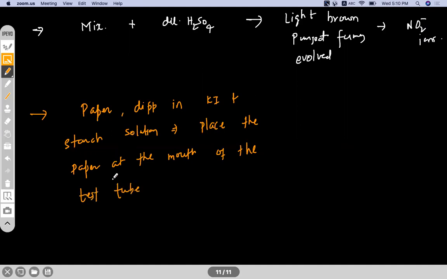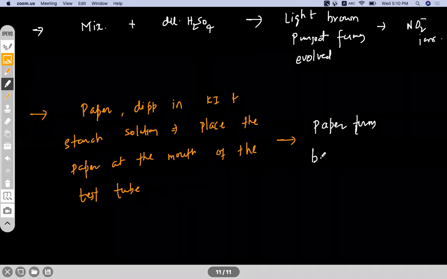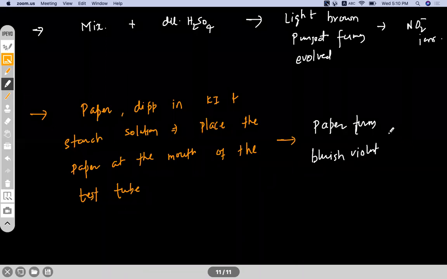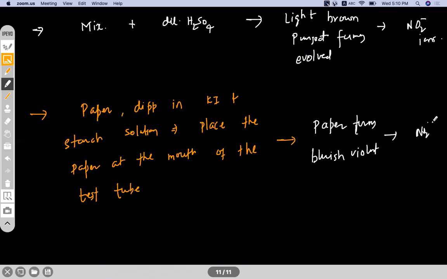Of the test tube. What happens then? If you do this, then the paper turns bluish violet. Blue also you can say, or bluish violet. The paper turns bluish violet. This confirms the presence of, again, NO2 minus ion.